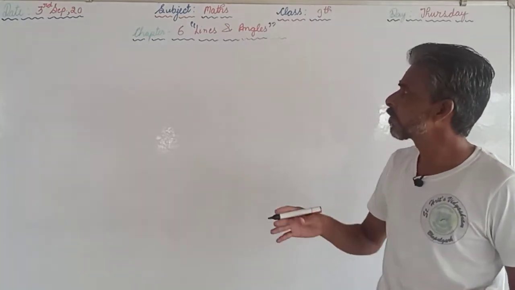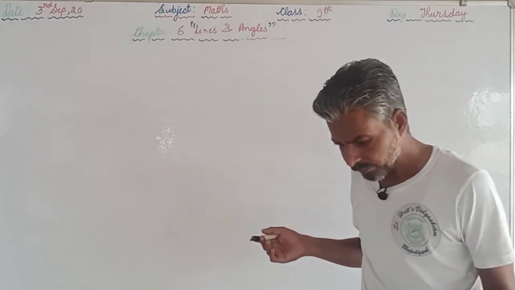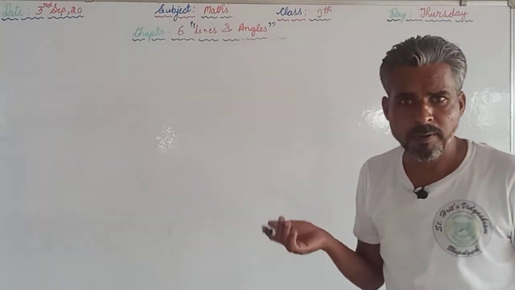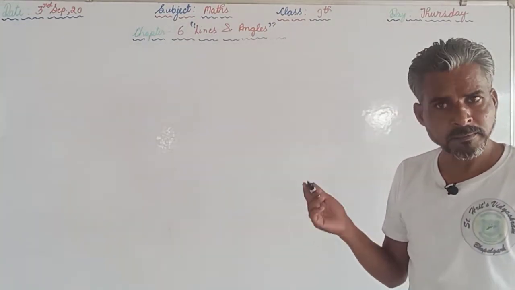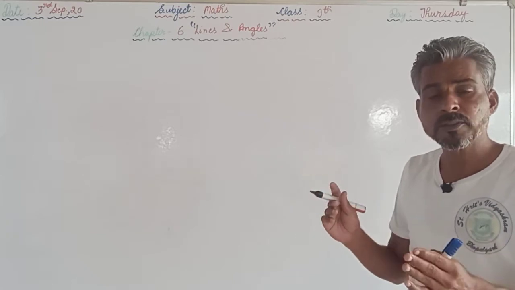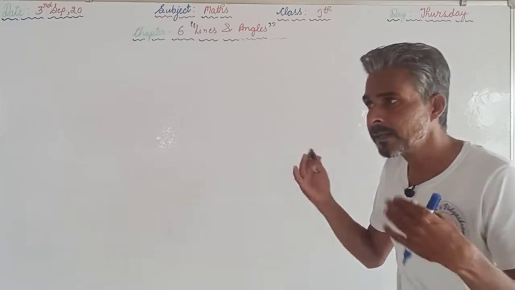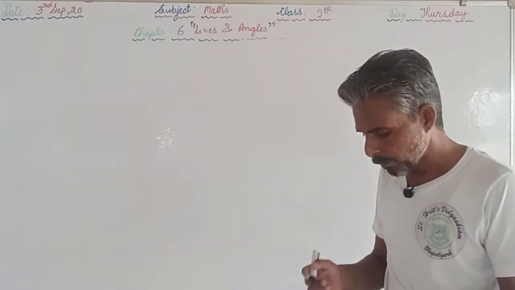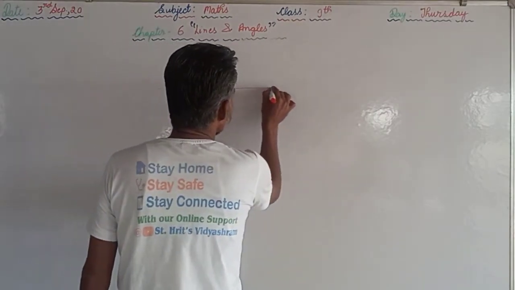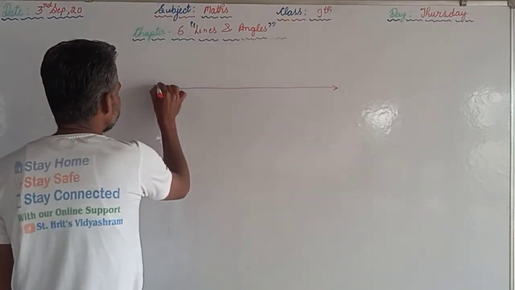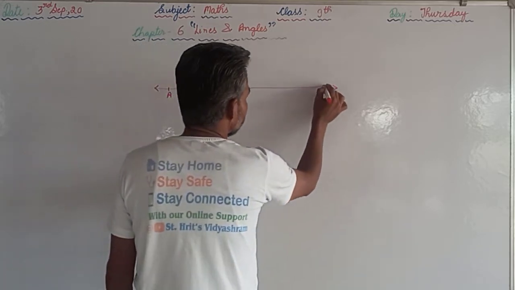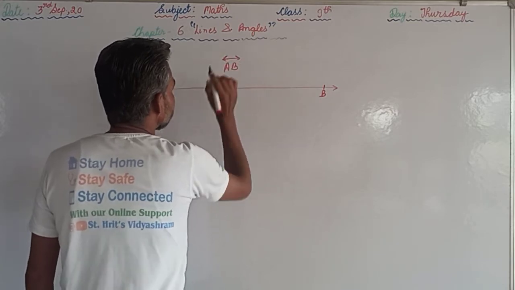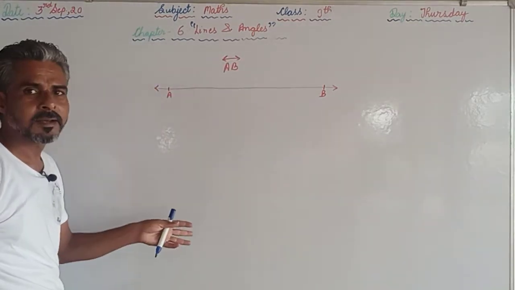So as the name is there, lines and angles. What is a line? A line is a collection of points, and the second thing is a line is a collection of collinear points, and the third thing is a line does not have any starting point and any end point. So a line can be represented like this, AB. If the sign is written like that, then this is a line.